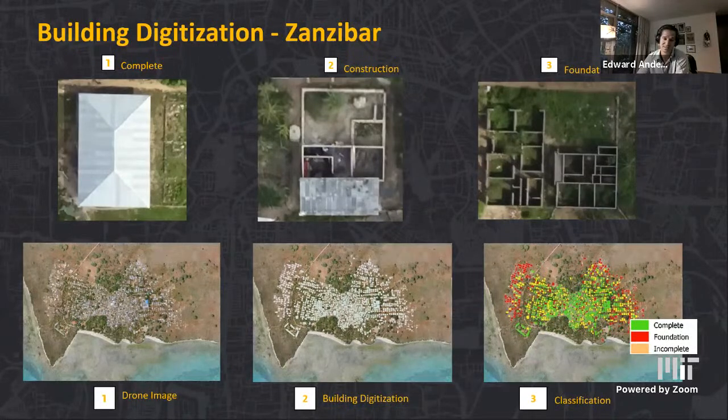You can tell quite easily if this is purely a foundation and otherwise uninhabited, or if someone has started construction, or if the building is actually already being lived in. And this is something that we can get from 7-centimeter imagery from the drone that we wouldn't really be able to do from a satellite image, at least not easily.